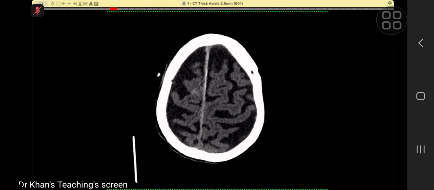Any other sequence you want to see? Any other plane you want to see? Sir, I would like to see the same thing in the coronal images. Sir, the central falx also appears like. Now don't move the mouse. Don't move the mouse, please. Yes, sir.